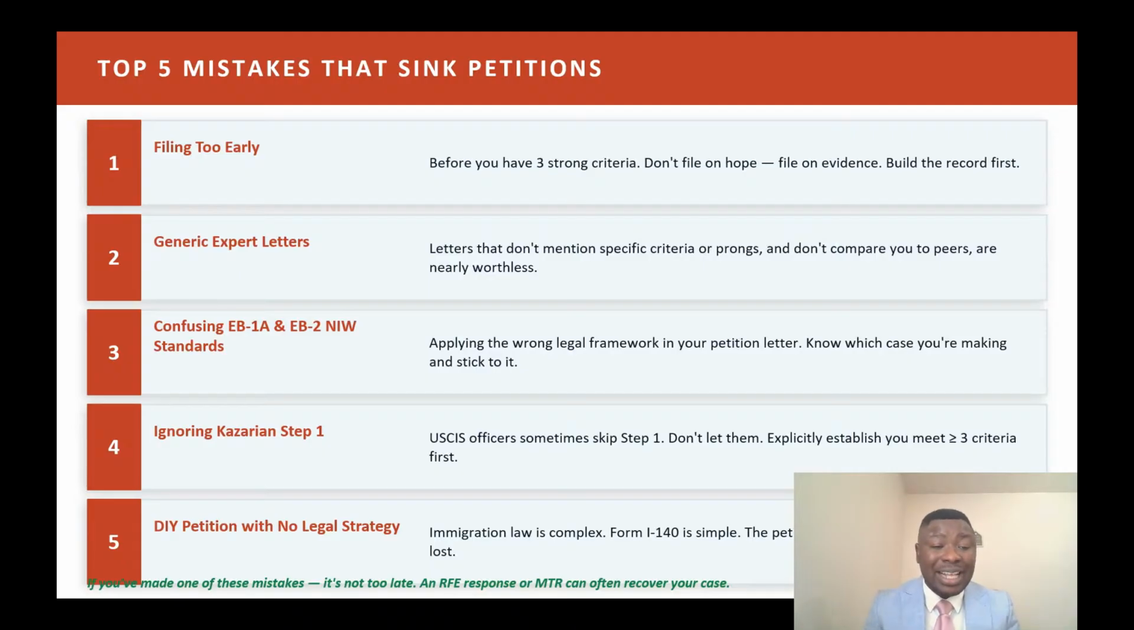Number four, ignoring Kazarian's step one. USCIS officers sometimes skip step one. Don't let them. Explicitly establish that you meet three criteria first.